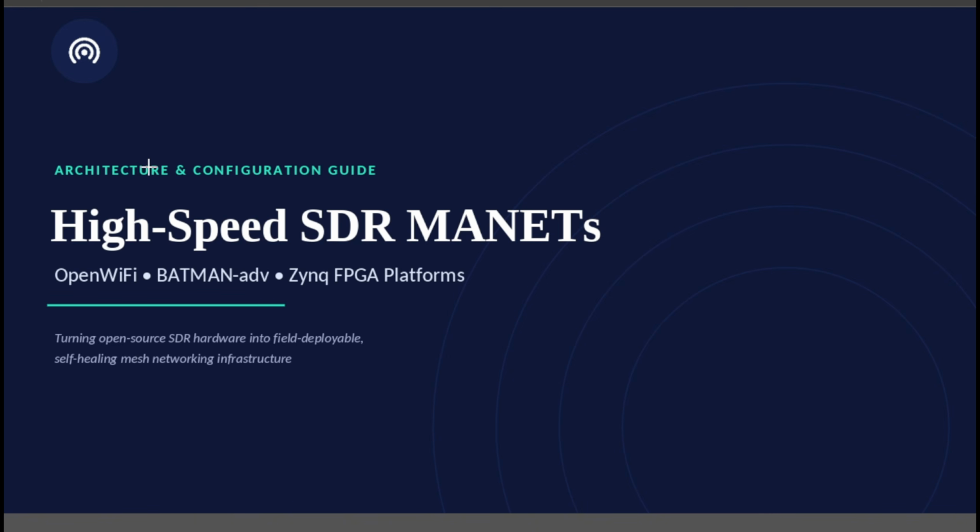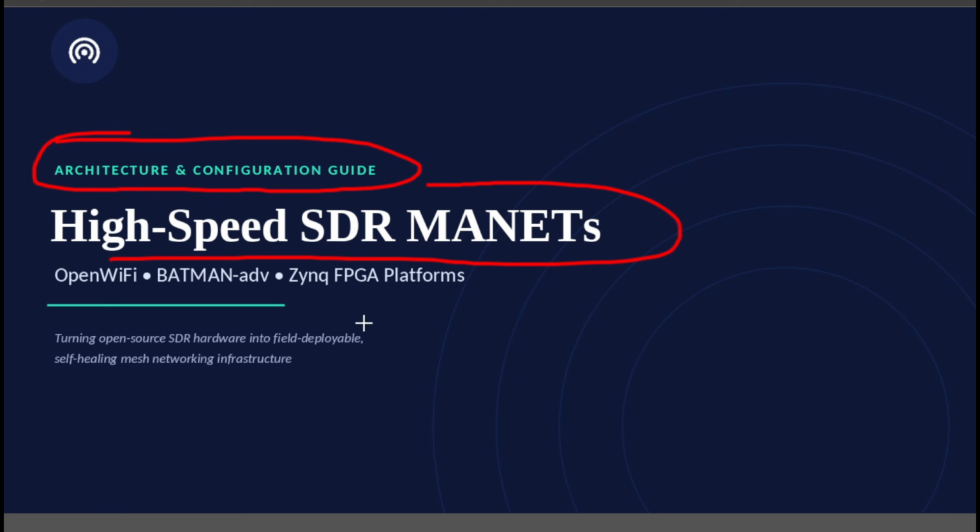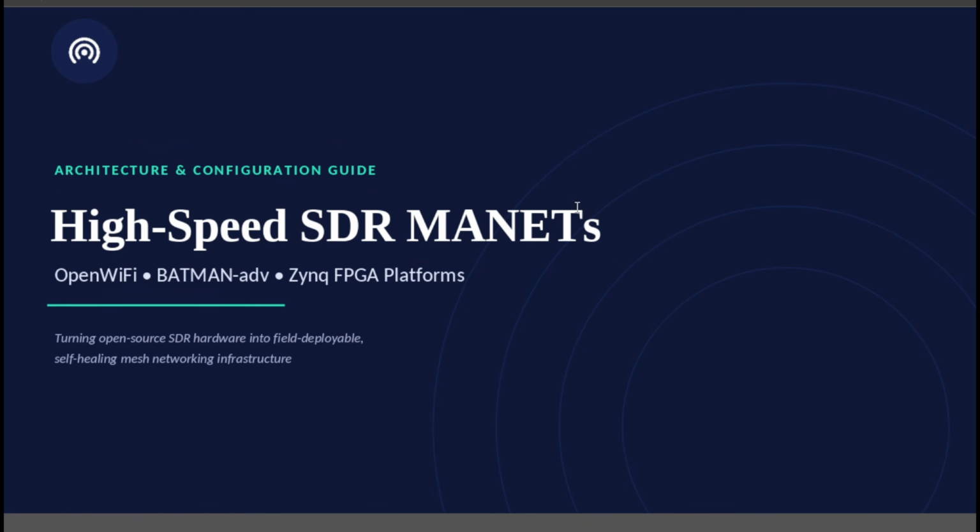Today I'm going to walk you through the architecture and configuration of a high-speed software-defined radio mesh network built on three open source building blocks: OpenWiFi, BATMAN-adv, and Zynq FPGA hardware. By the end of this presentation, you will understand how these pieces fit together to turn a piece of SDR hardware into a field deployable self-healing mesh router.